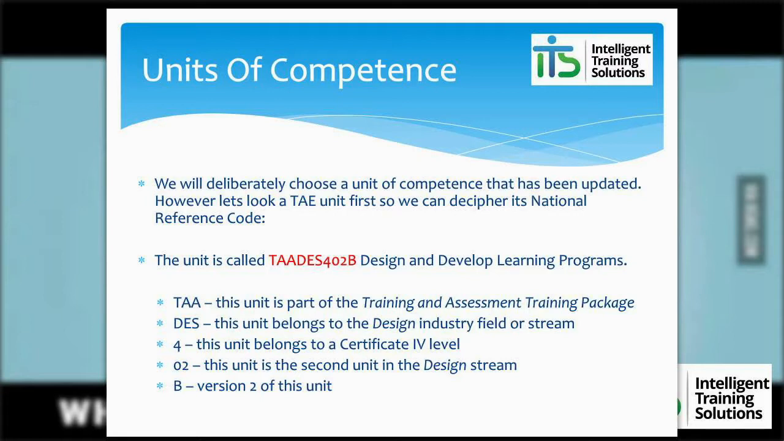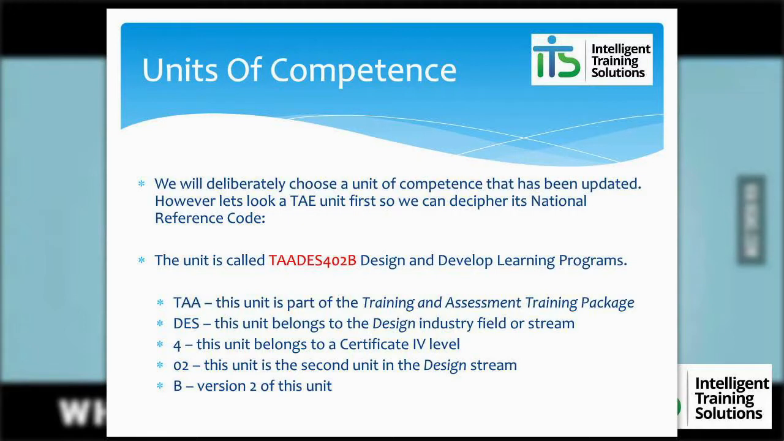So first of all, the TAA part, that actually means that this unit is a part of the training and assessment training package. The TLI in the TLI 2010 unit, the other ones that we're looking at, tells us that unit is from the transport and logistics training package. And again, that information is listed on the front web page for that unit. So if you go to the training.gov website and bring that up, it should tell you what industry sector it lives in. But for us, we can start to decipher this stuff.